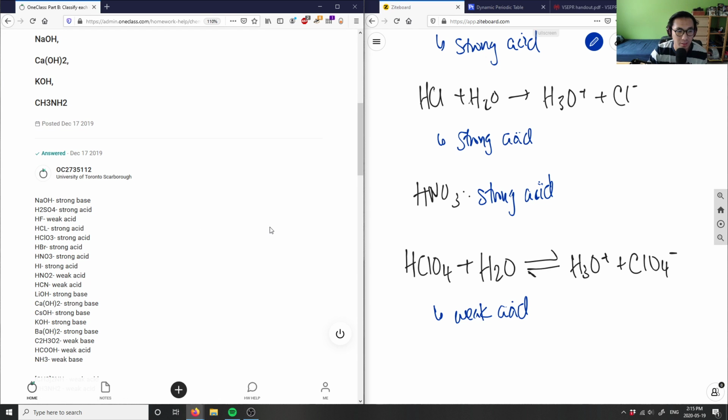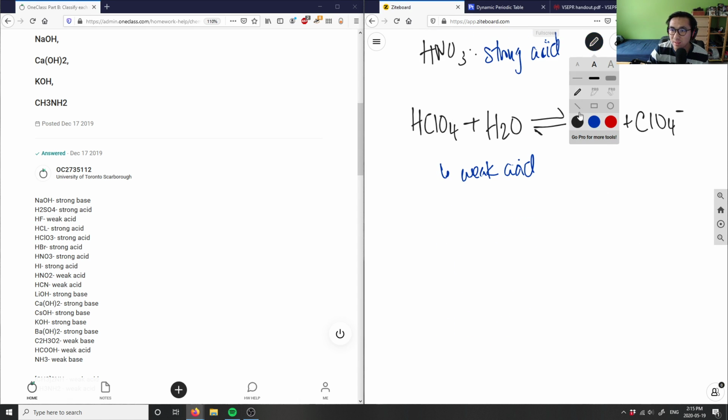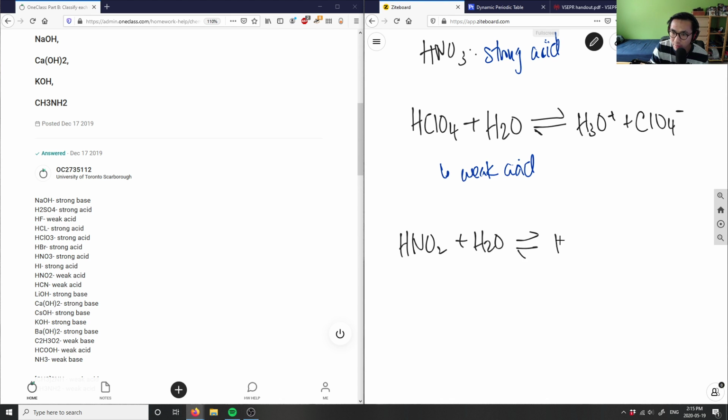HNO2 is different. So HNO2 here is going to be a weak acid, and the reason why is because of the second dissociation. So I have HNO2 plus H2O. This will be in equilibrium with H3O plus and NO2 minus, and this nitrous acid is a weak acid. Nitric acid is a strong acid. Nitrous acid is going to be a weak acid here, which is good, and that's what they got here.